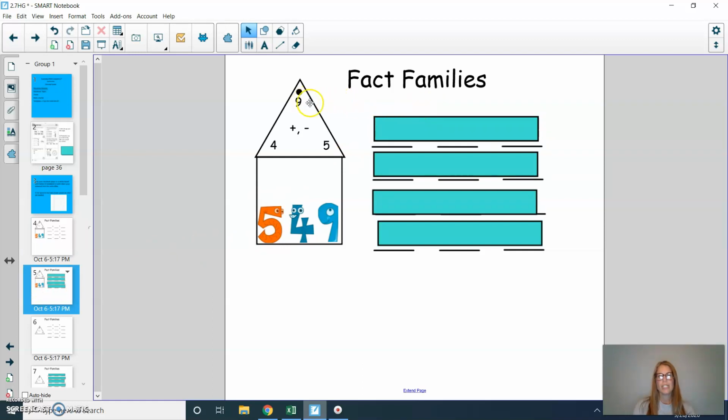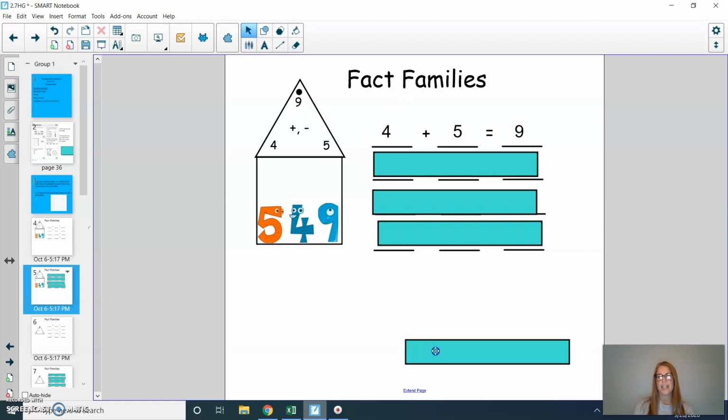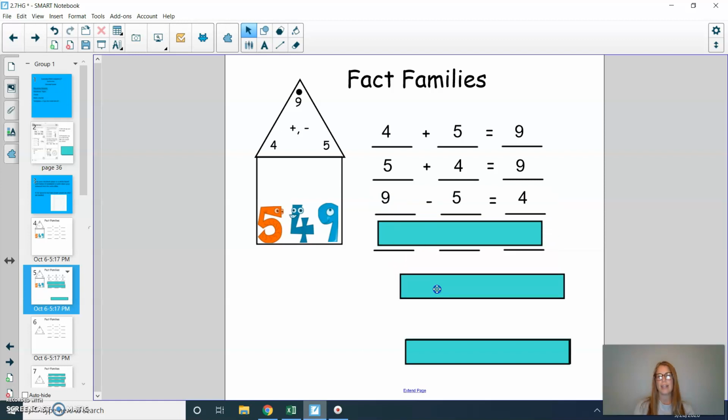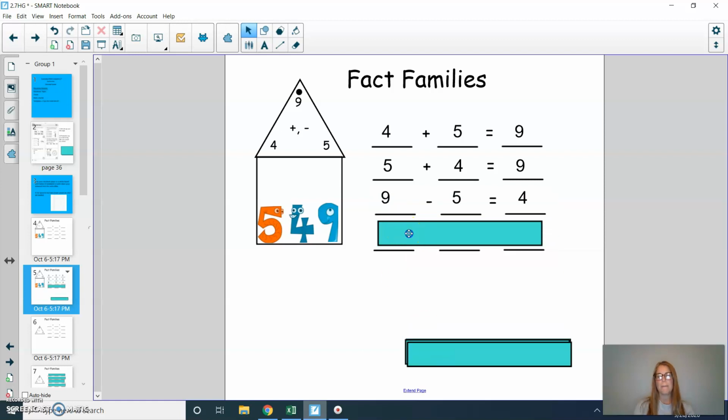So second graders, using these numbers, I could do 4 plus 5 equals 9. Then I could do the turnaround fact. I could do 5 plus 4 equals 9. Then I'm going to switch over to subtraction. So I want to use my biggest number first. So I can do 9 minus 5 equals 4 and 9 minus 4 equals 5. Let's try another one like that.